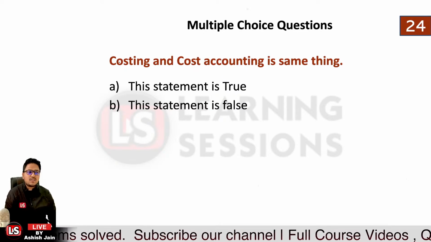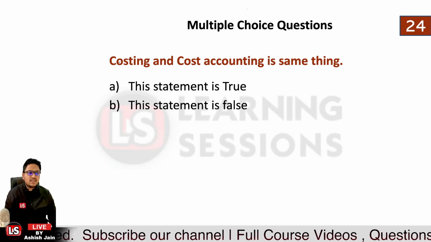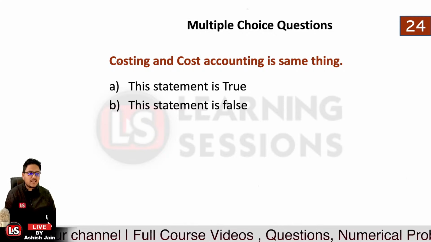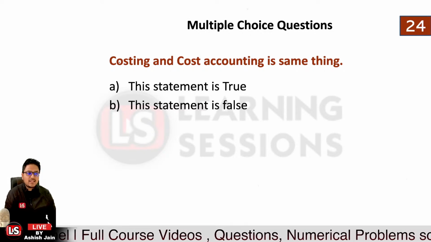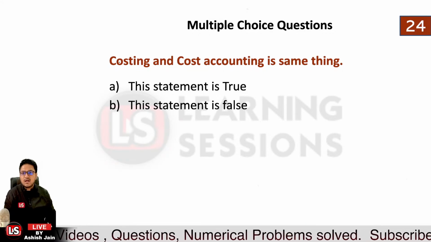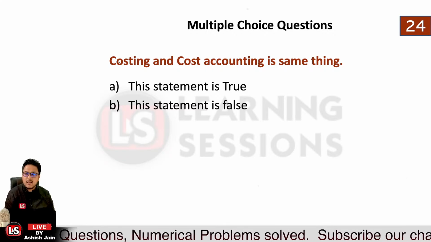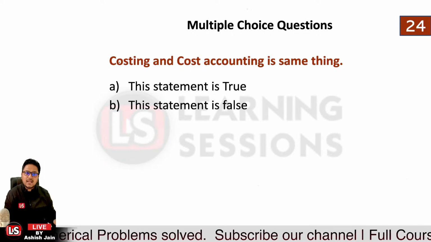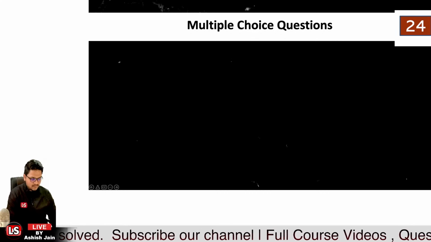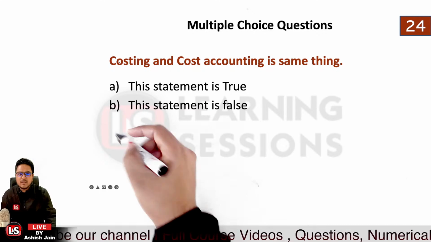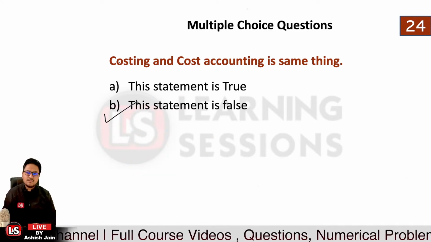Costing and cost accounting are not the same thing. I already told you costing is a technique and a process to ascertain the cost. Cost accounting is where we put the accounting entries related to the expenses. We record them, examine them, summarize them and study the same. That is cost accounting, so that is totally separate. So this statement is false. So option B would be the right answer, that this statement is false.